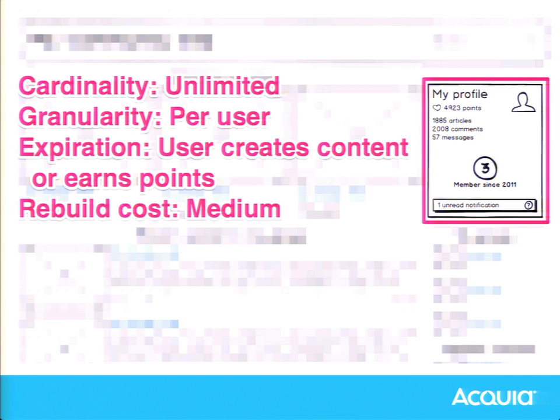So the user profile block is a block that, again, has unlimited or effectively unlimited potential versions, right? Its granularity is per user. So every user's profile block is different. And it should refresh based on the data you see there. I don't know if you can read it very well, but we've got things like the number of posts this person has created, how many points they have, and whether they have any notifications. So this block needs to be refreshed whenever a user does something that would cause that data to change.